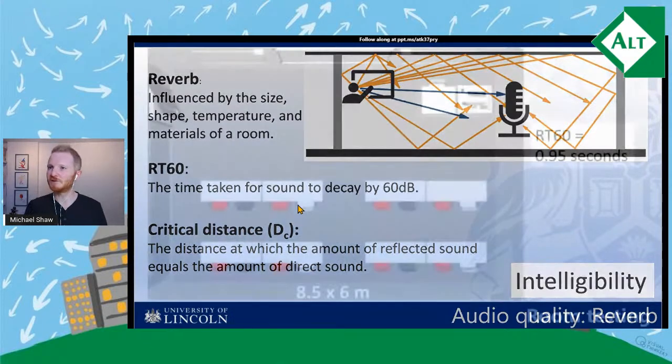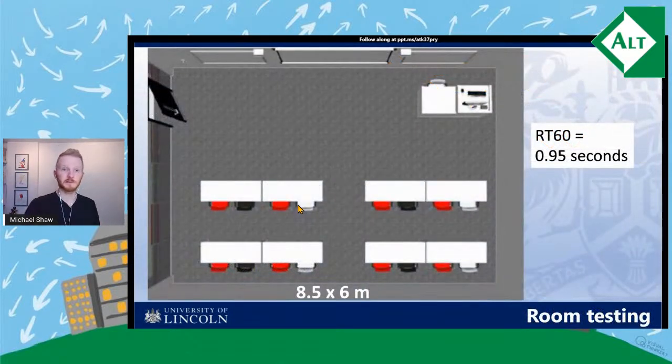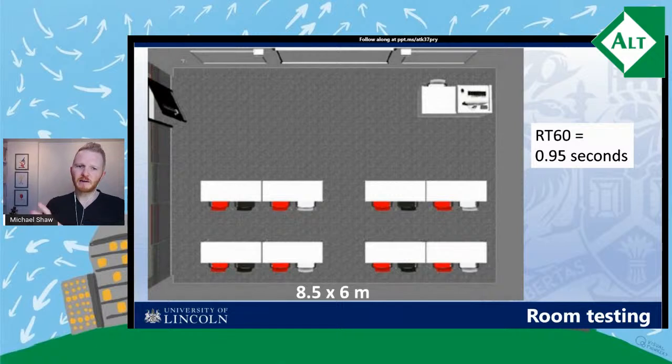So I went into some teaching spaces and I measured the RT60 of some of our teaching rooms. And in this relatively small teaching room, I measured an RT60 of just below 1 second, which is actually quite high for a small room. And it's because this wall on the left here is actually made of glass, and it adds to the reverb of the room quite significantly.